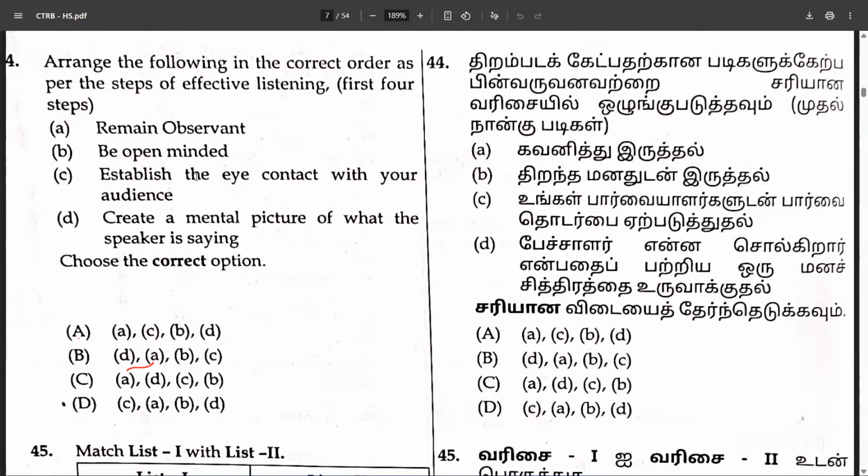Then there will be open-mindedness: if anybody is putting any question, be open-minded and give the answer. The last is to create a mental picture of what the speaker is saying. When I am listening to something, I'll be creating a picture. It is easy for me: if someone is speaking and I create a mental picture, like a cartoon kind of image in our brain, it will be easy to understand the concept. So this is how we do effective listening.